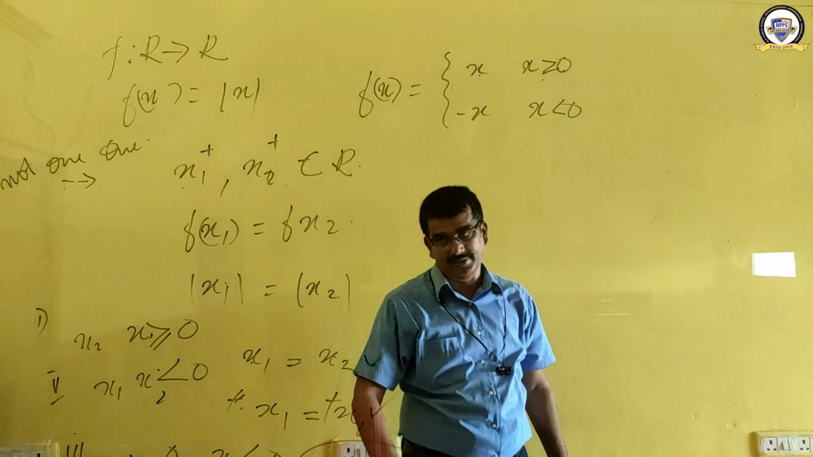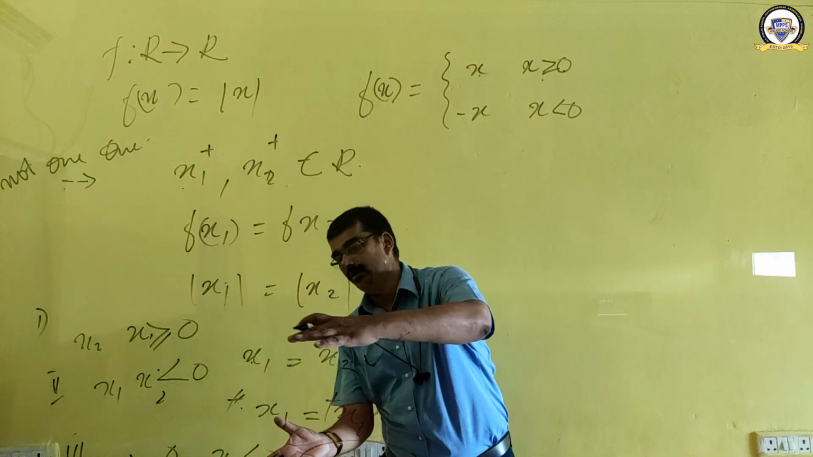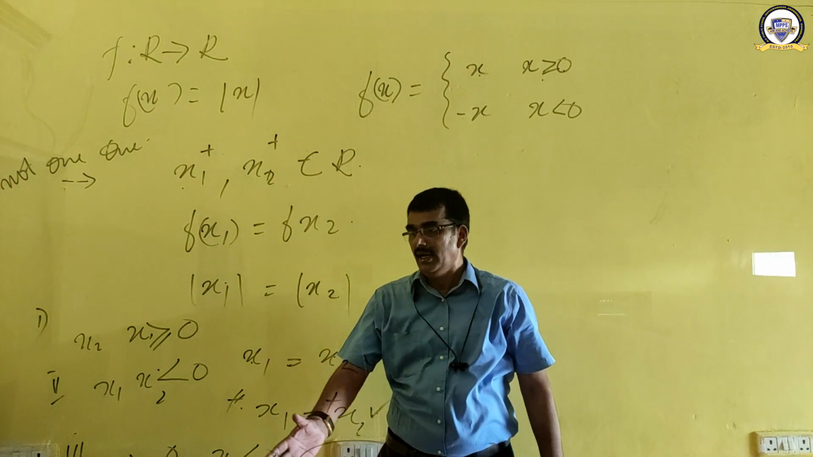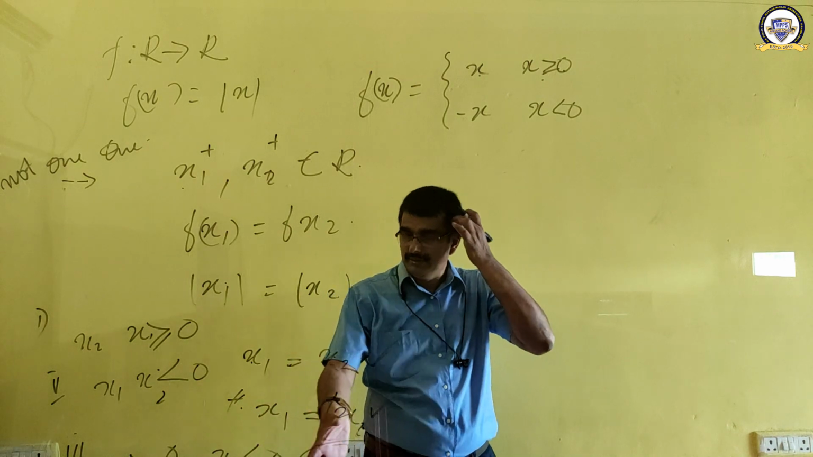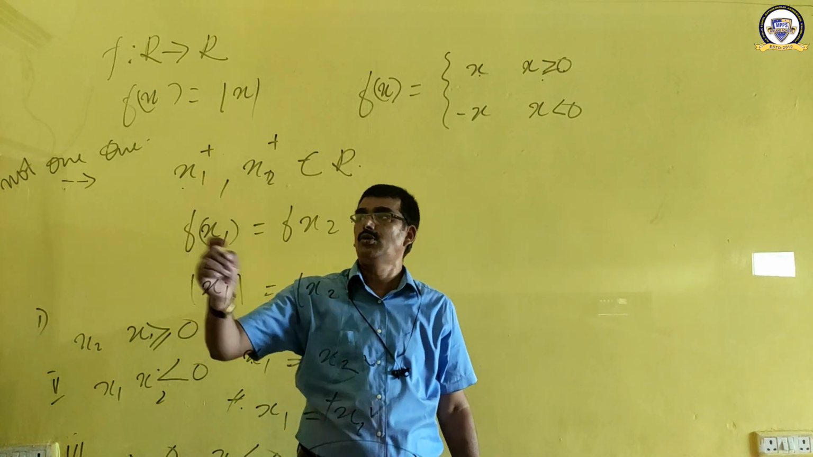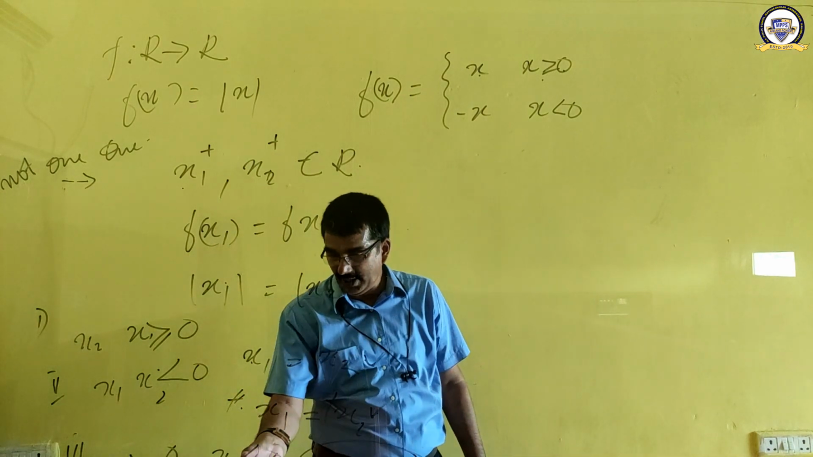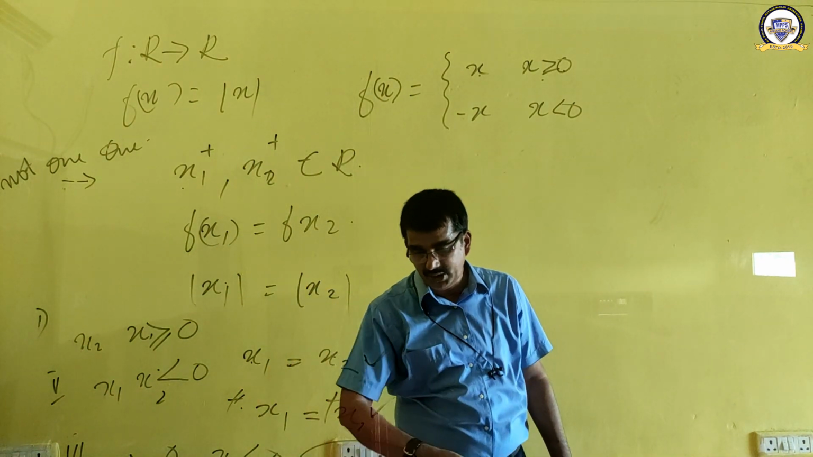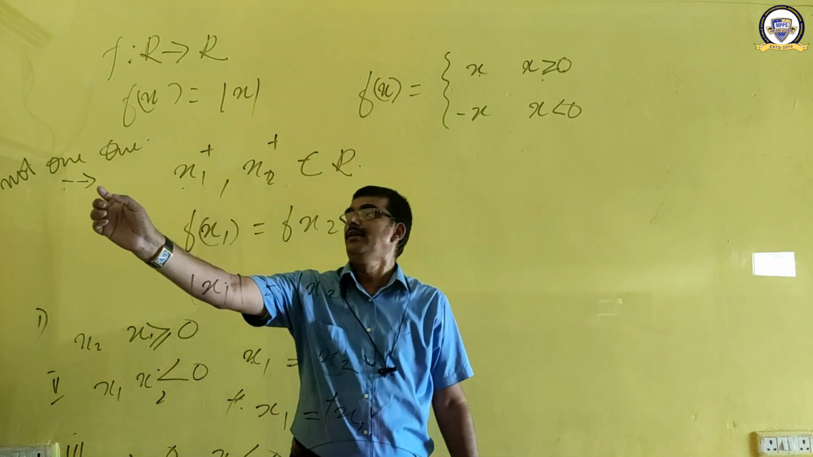Are you clear? Three cases can be possible. All the cases should be analyzed, and if there is any dissatisfaction over here, then according to that you have to say that it is 1, 1 or not 1, 1. Now the third case, no, x1 is not equal to x2. X1 is equal to minus x2. That is why it is not 1, 1.